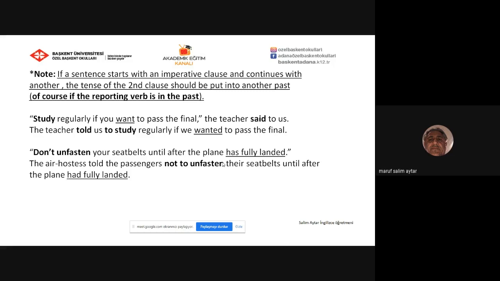Don't unfasten your seatbelts until after the plane has fully landed. The air hostess told the passengers not to unfasten their seatbelts until after the plane had fully landed.